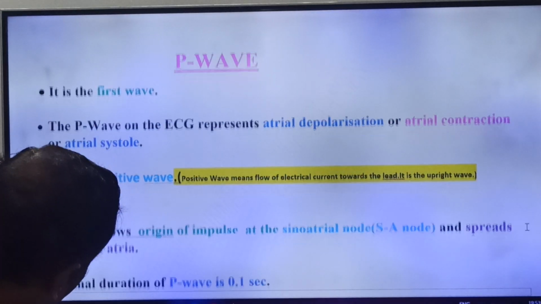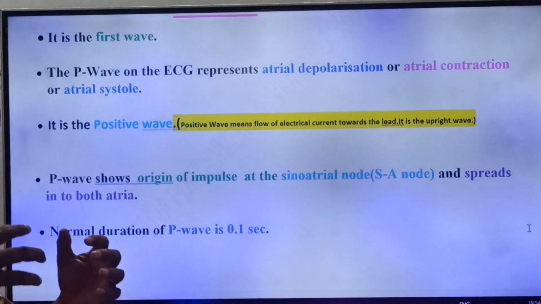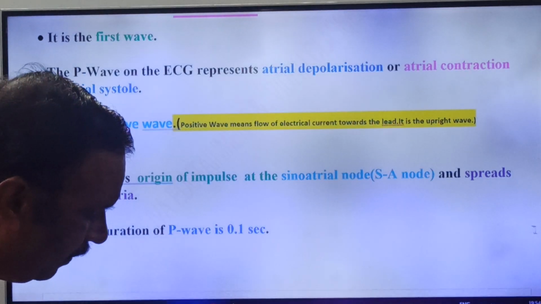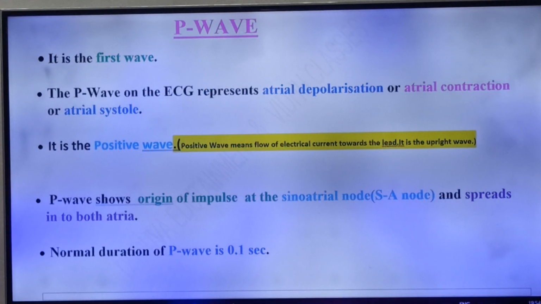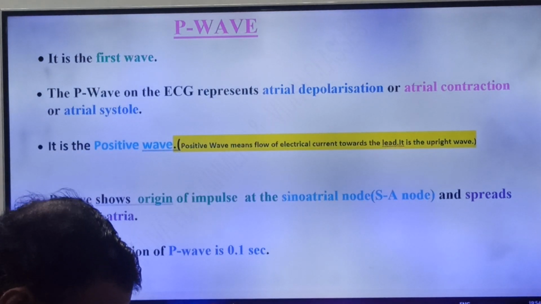Now, friends, the normal duration of the P wave is 0.1 seconds. You know what the duration of the atrial systole is? 0.1 seconds. Once you recall the atrial systole of the cardiac cycle, the working of the heart, then it is easy for us to know about the P wave. Once again, what is the P wave? It's the first wave, it's a positive wave, it represents atrial depolarization or atrial contraction or atrial systole. Its duration is 0.1 seconds.